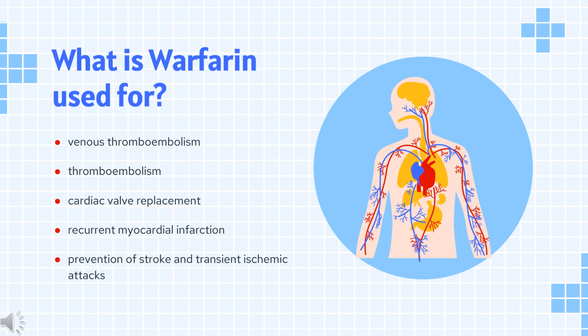Off-label uses include: 1. Secondary prevention of stroke and transient ischemic attacks in patients with rheumatic mitral valve disease but without atrial fibrillation.